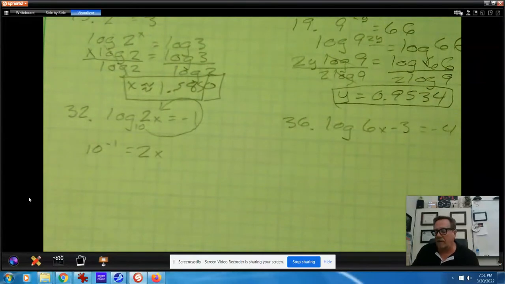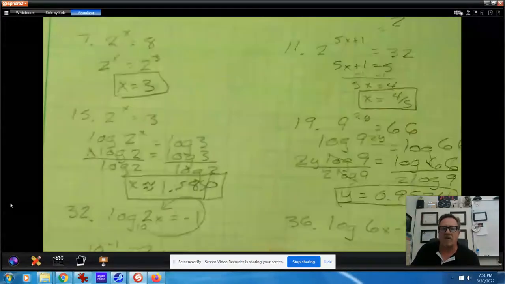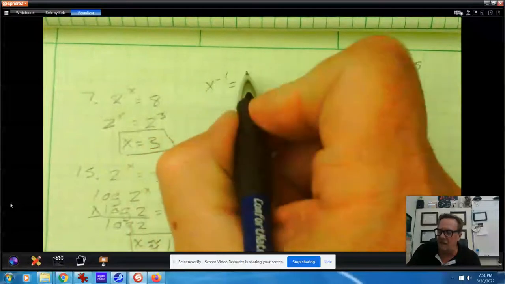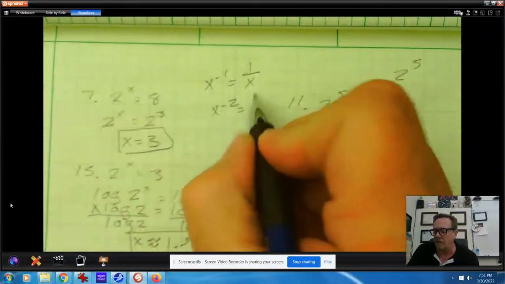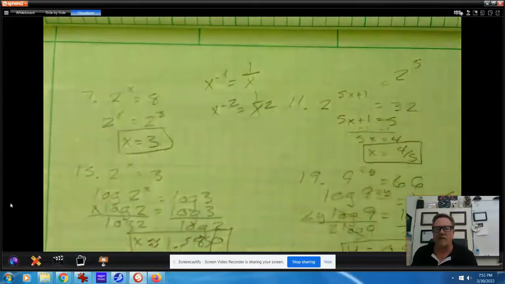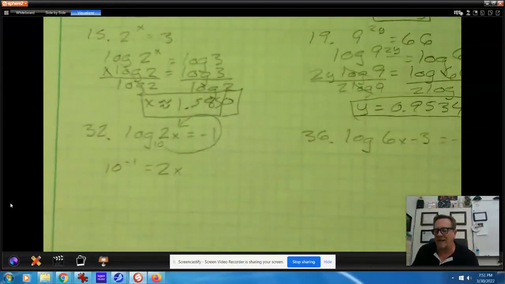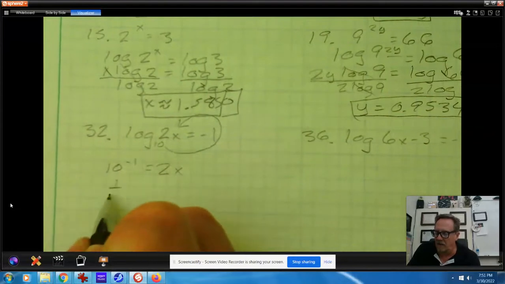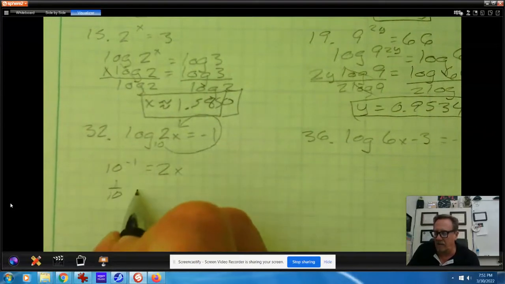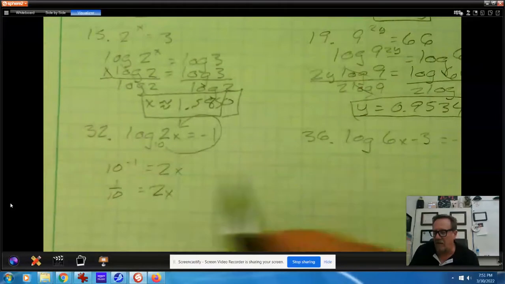And remember what 10 to the negative 1 means. Let's refresh our memory. If we did x to the negative 1, we'd get 1 over x, right? And again, if we did x to the negative 2, we'd get 1 over x squared, and so on and so forth. So what would it be if we had 10 to the negative 1? 10 to the negative 1 is 1/10, and that's equal to your 2x.